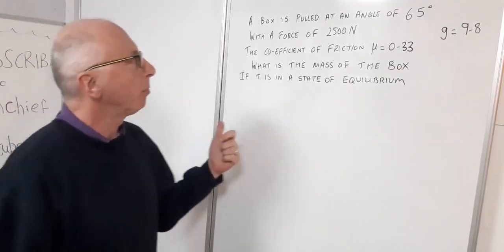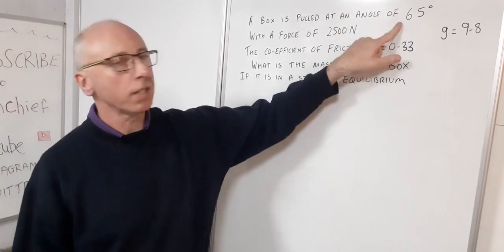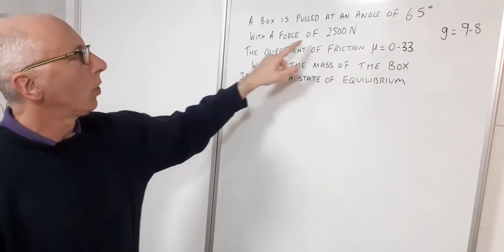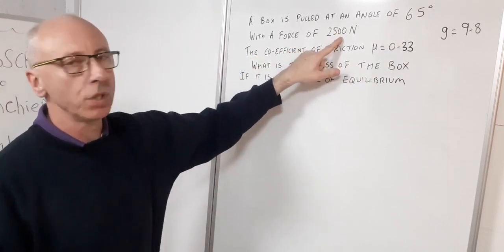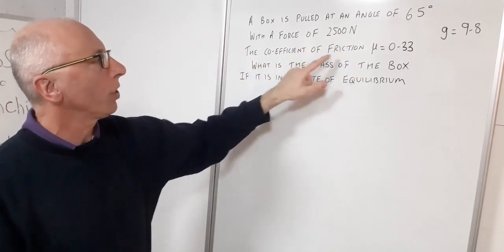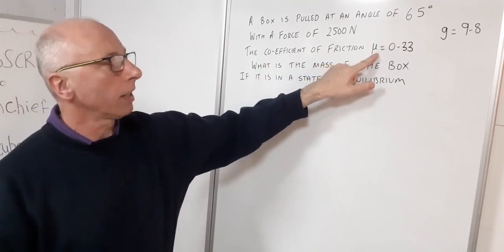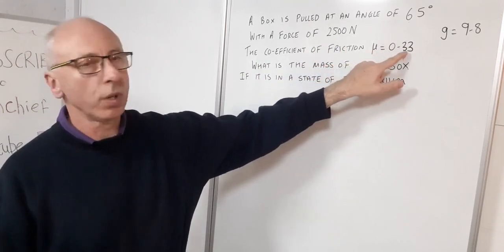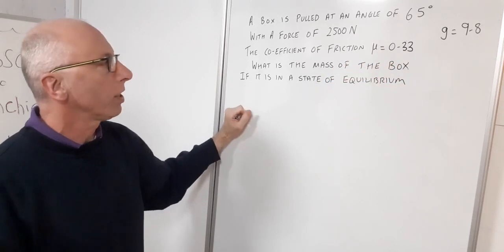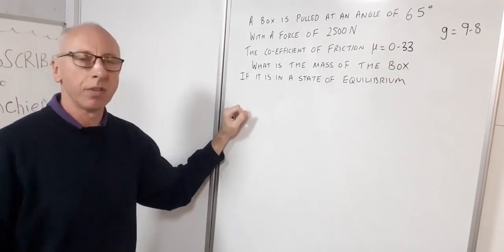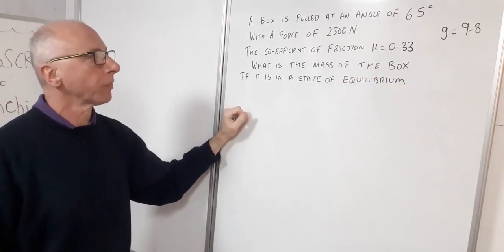So in this question here, I've got a box being pulled at an angle of 65 degrees with a force of 2,500 newtons. Now the coefficient of friction is given as the Greek letter mu, which is 0.33. What is the mass of the box for everything to be in a state of equilibrium?